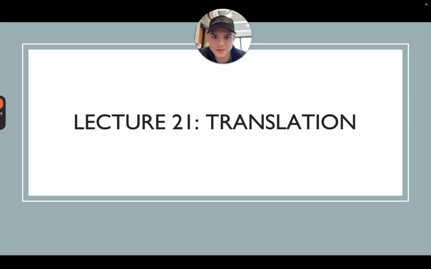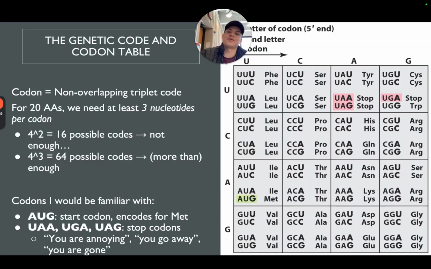And then for lecture 21, translation. This one's a little bit more complex, but we'll get through it. So for translation, we have the genetic code, and one of the things is that it is redundant. And what we mean by redundant is, for example, here, we have UCU, UCC, UCA, and UCG. All of these are different codons, right?